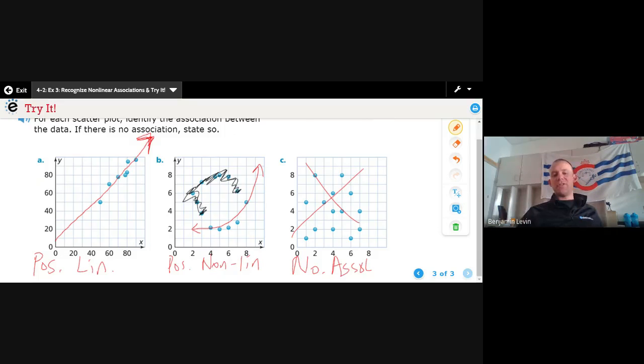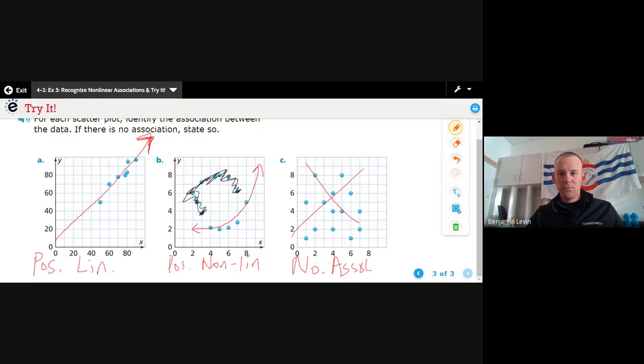Are we starting to get this? Do you guys have questions about it, or are we starting to kind of get the hang of this? All right, I'm going to go on to the next one. This one's giving us some data.